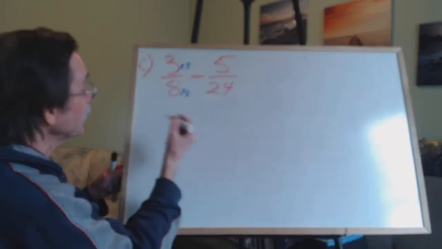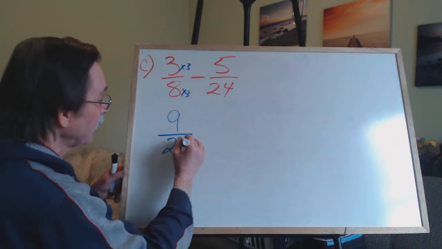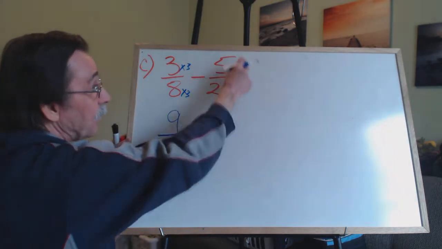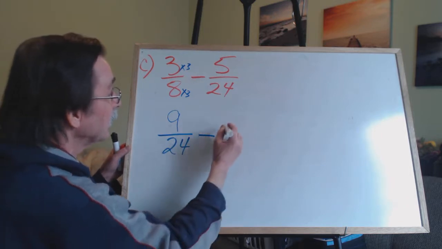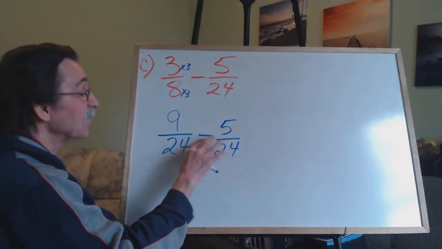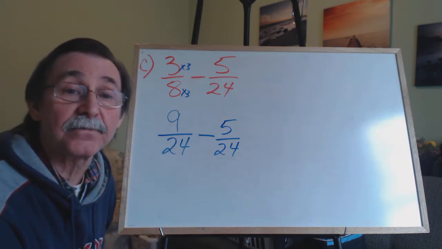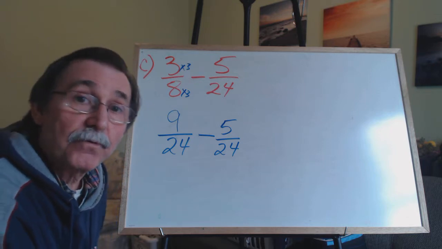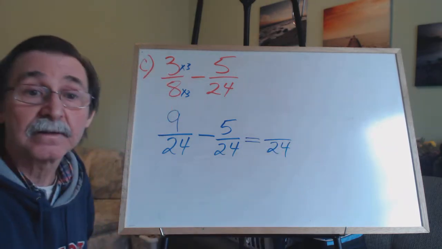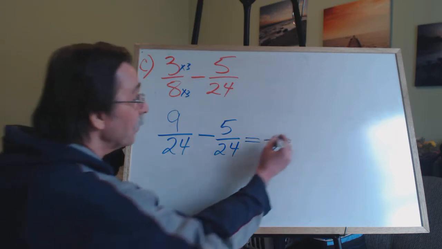So what does that become? Oh, 3 times 3 is 9. 8 times 3 is 24. Okay, that's good. We're on the right track. That's what I want. Now that's already in the form we want, so that's okay. So there we have it. We have a new question with the same answer. 9/24 subtract 5/24. So they're both 24 on the bottom, so the answer has to be 24 on the bottom. And what do we have on the top? Well, 9 subtract 5 is 4.